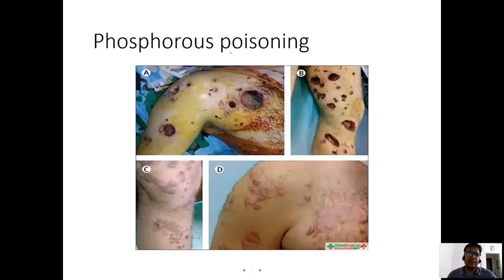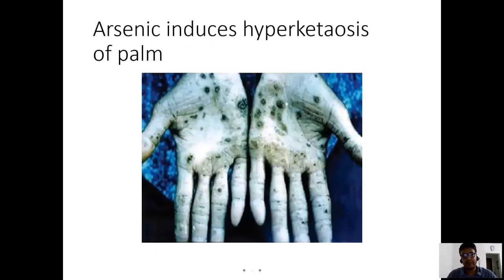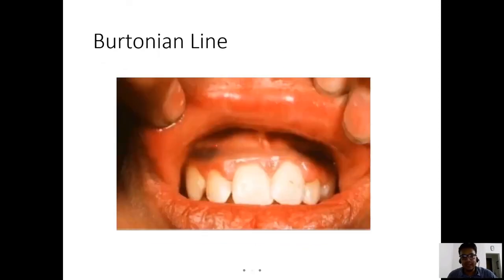This is phosphorus burn. It is used as Diwali poison, the white phosphorus. This is activated charcoal. Is activated charcoal a physical or mechanical antidote? Arsenic-induced hyperkeratosis of the palm. Burtonian line, these are blue lines on the gums seen in lead poisoning.